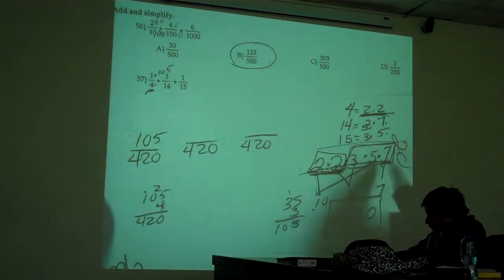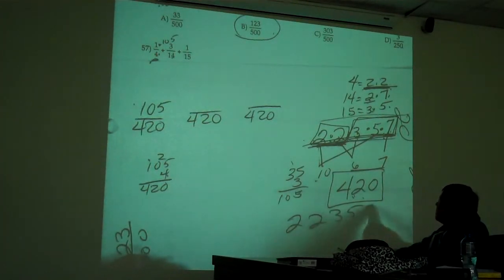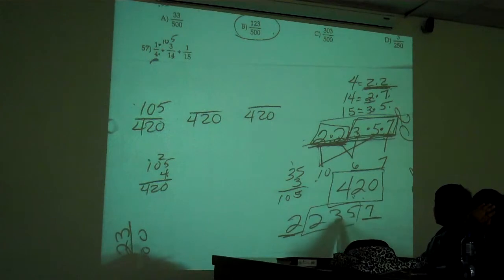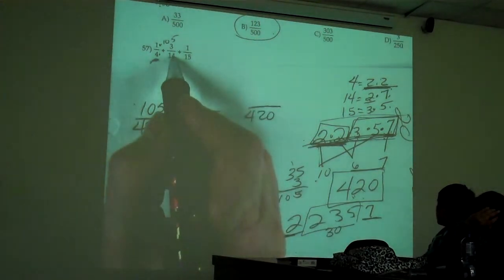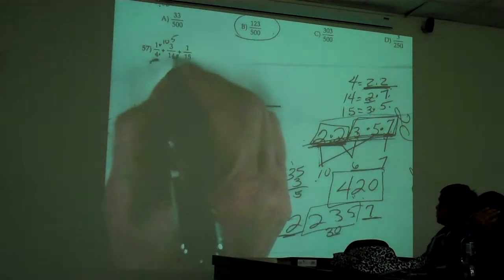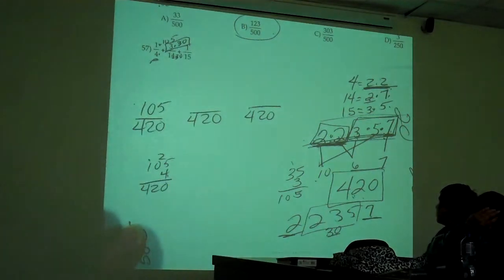14, what did we multiply? If you take the prime factorization here, 2, 2, 3, 5, 7. 14 was multiplied by this, which is 15 times 2 or 10 times 3, which is 30. 30 times 14. So if we multiplied this bottom times 30, then we do the top times 30. We have 3 times 30 is 90.